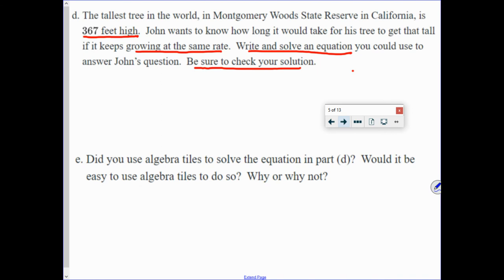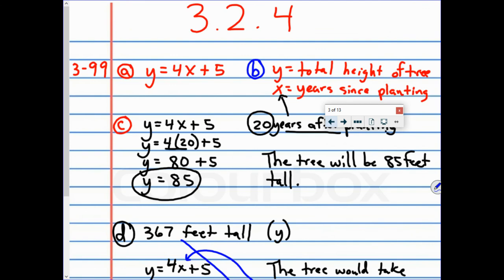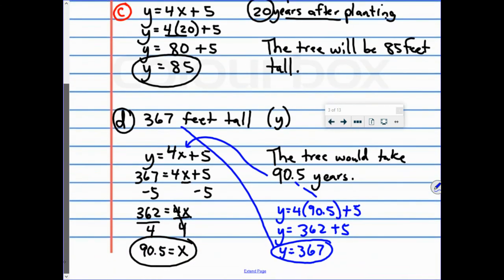Last thing, did you use algebra tiles to solve the equation in part D? Would it be easy to use algebra tiles to do so? Why or why not? Now look at this one here. I'm not going to necessarily answer this one, but just look at it. Imagine doing this with algebra tiles. 4x plus 5 equals 367. Seriously? Yeah, no, we don't have 367 tiles. But it's the same process. It's just using algebra instead of using tiles to find the answer. Okay? All right, so that is problem 399.